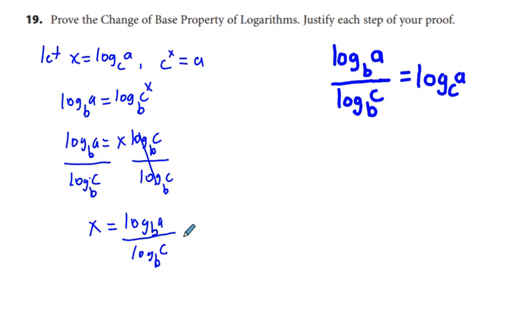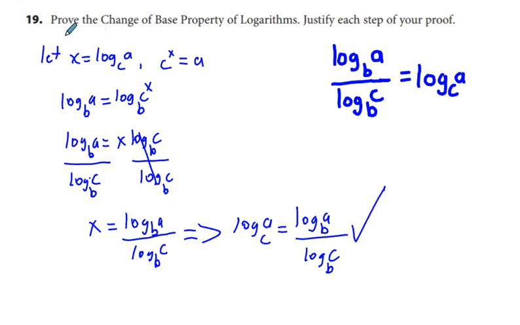And we already said at the beginning, let x equal log base c of a. So replacing x, log base c of a is equal to log base b of a over log base b of c. So that is the proof of the change of base property of logarithms.